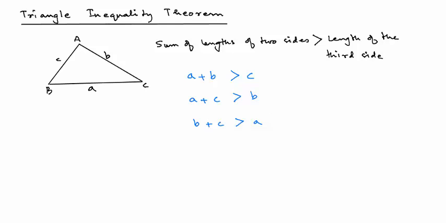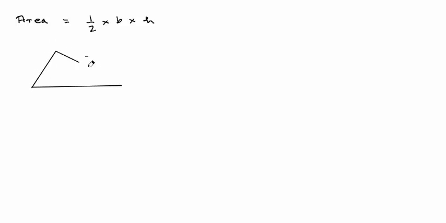Let's now look at some useful formulas. The area of a triangle is given as the product of 1/2 times its base times its height. And in a given triangle, the base and height are not fixed. You are free to choose your own base. Let's say you want to pick this one as your base. Then the height will be the perpendicular distance of the opposite vertex to this base. So that becomes your height.